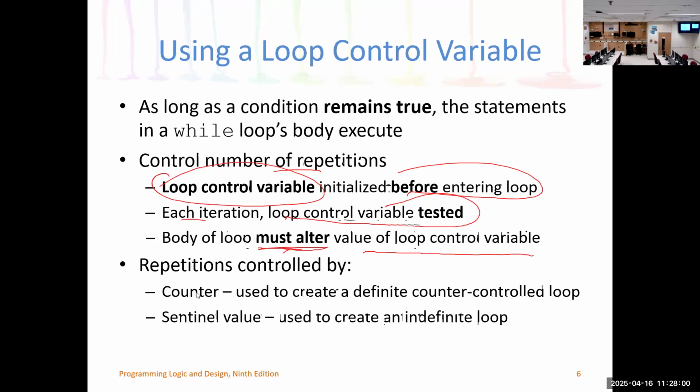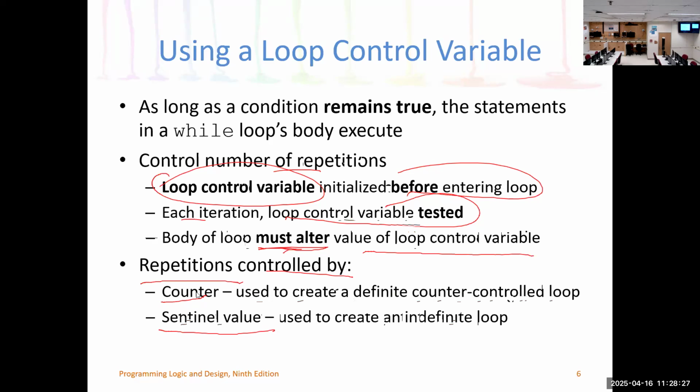So basically here, there are two concepts: the repetition can be controlled by a counter or by a sentinel value. So what is a counter? A counter means you create a definite counter-controlled loop. Think about my program: I know that I have 10 customers for sure. So I run it for 10 times. I know it is 10 times.